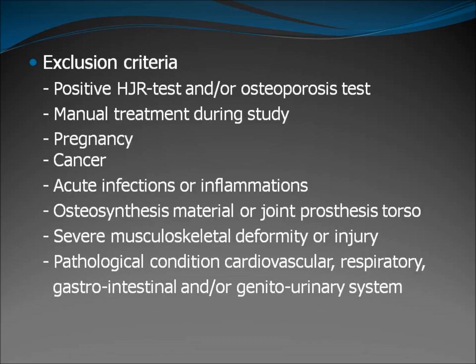Subjects were excluded from the study if they tested positive on the hepatojugular reflux test and/or the osteoporosis test. They were also excluded if they would receive another manual treatment during the study, in order to avoid interference with measurements. Other exclusion criteria for the study were pregnancy, cancer, acute infections or inflammations, osteosynthesis material or joint prosthesis at the height of the torso, severe musculoskeletal deformity or injury because of the complications, and diagnosis of pathological condition of the cardiovascular, respiratory, gastrointestinal and/or genitourinary system.